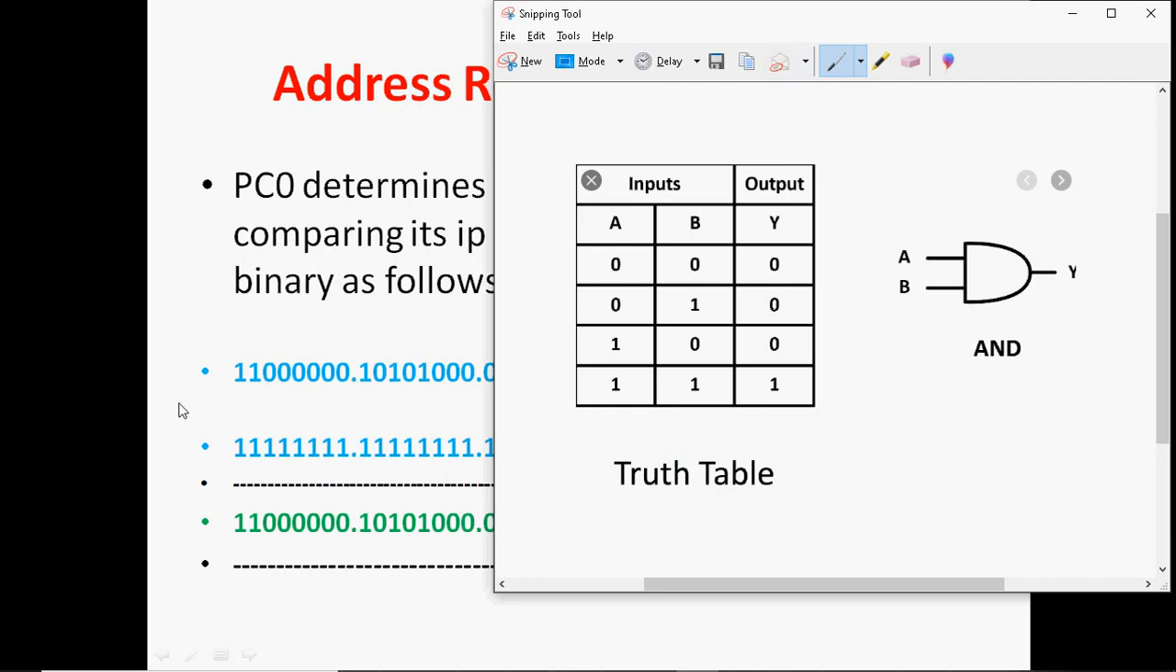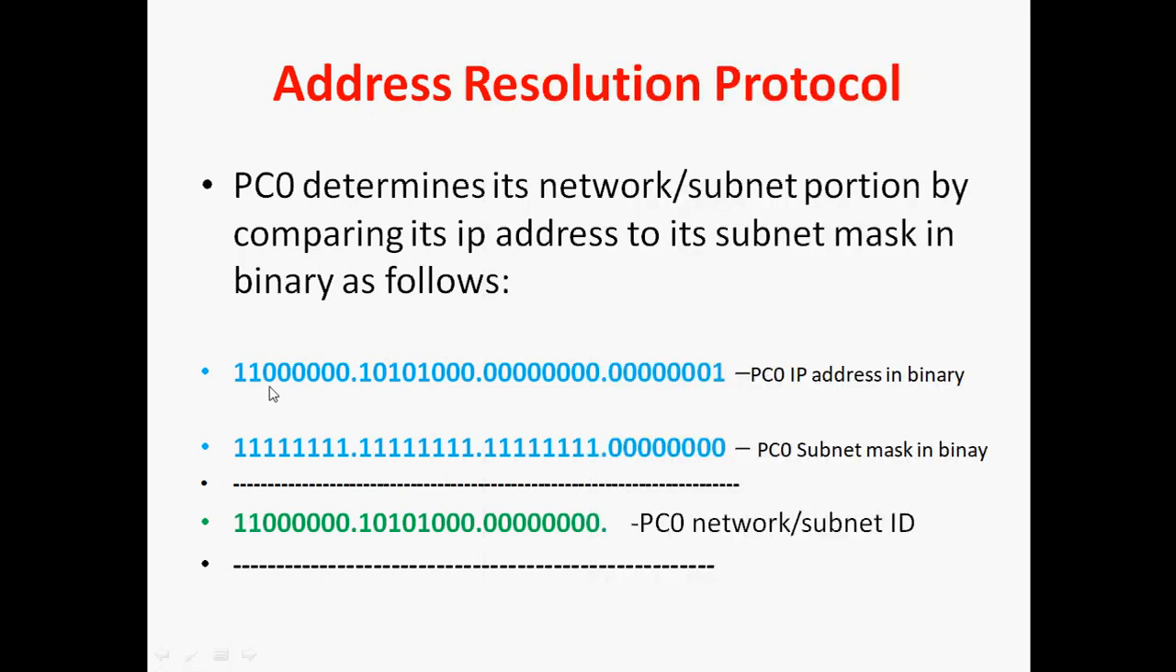So now we can check the bits. Everything else should be 0. In the second octet, I will do the AND operation and I will get this output.